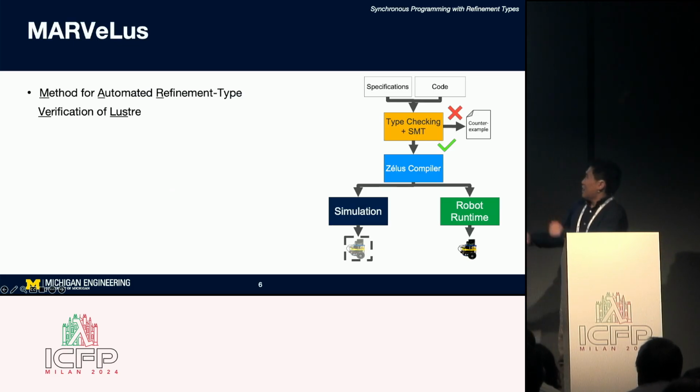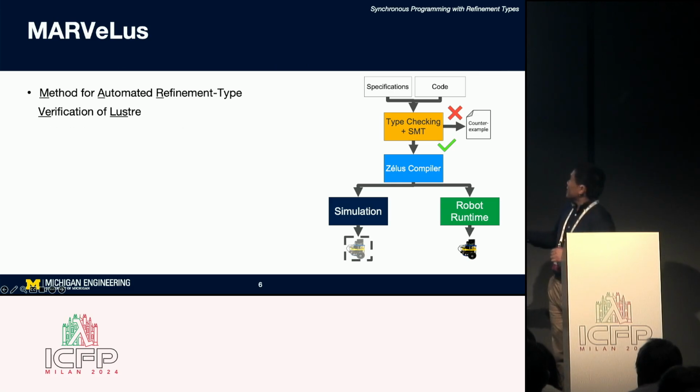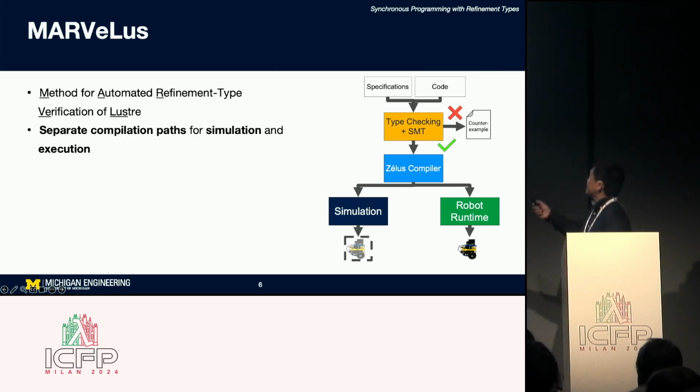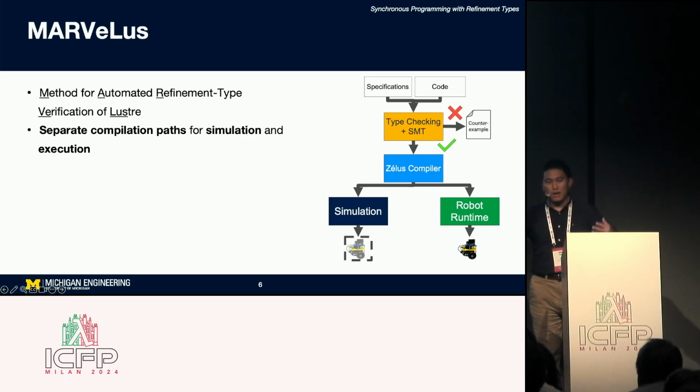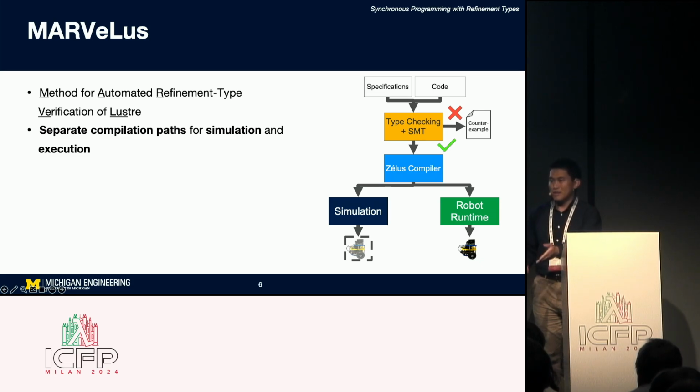So everyone, meet Marvelous, the method for automated refinement type verification of Lustre. The way Marvelous works is you take specifications and code, and you put them in a type checker, and you either get a counterexample to refine later, or you produce a program that can be compiled to either simulate or execute on a real system. And we have separate compilation paths to support these two.